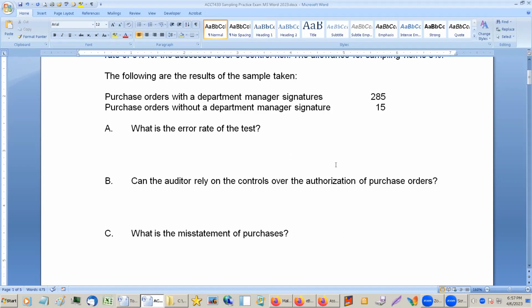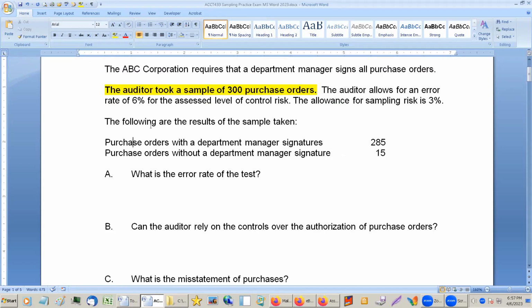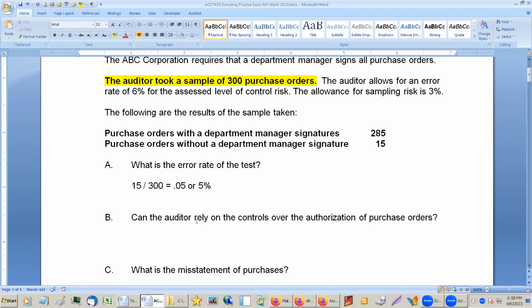All right, what was the error rate for the test? 5%. Yep. So the error rate was 5%. Okay, now the allowance for sampling risk is 3%.